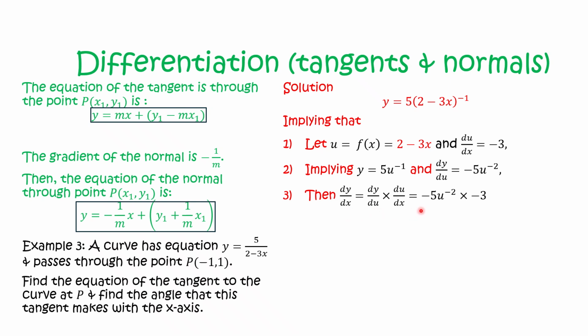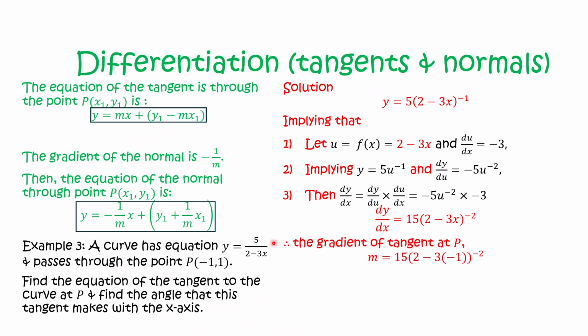Then the last step is to find dy/dx, which is dy/du times du/dx, which is equal to -5 times u to the power -2 times -3, substituting for the dy/du which we obtained from step number 2 and the du/dx that we obtained from step number 1. This means that our dy/dx is equal to 15(2 - 3x)^(-2).